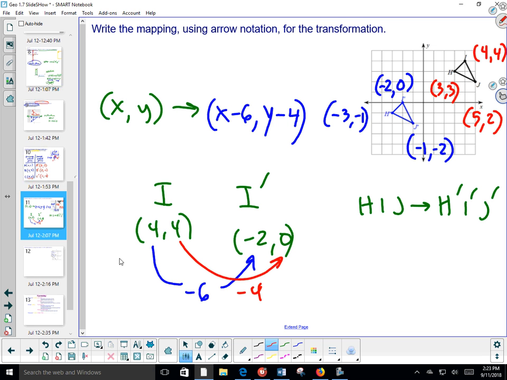Wait, I don't understand how you get -6, because Y minus -2 is 6. We're saying to get from this X coordinate to this X coordinate, what did we need to do? To get from 4 as an X coordinate over here to a -2 as an X coordinate here, we had to subtract by 6.